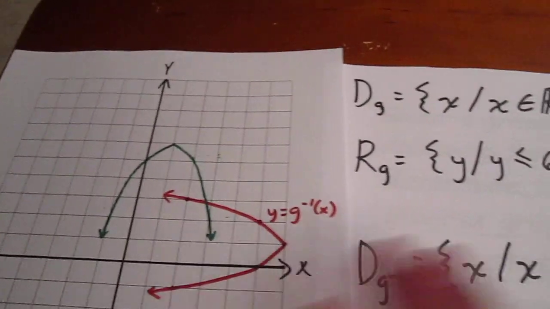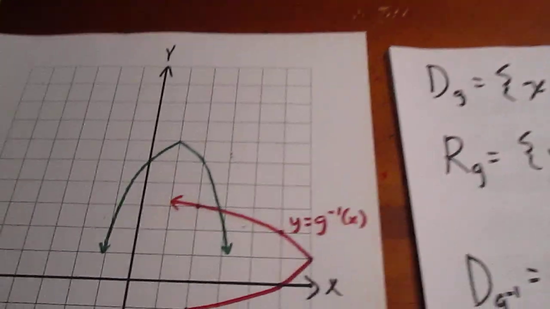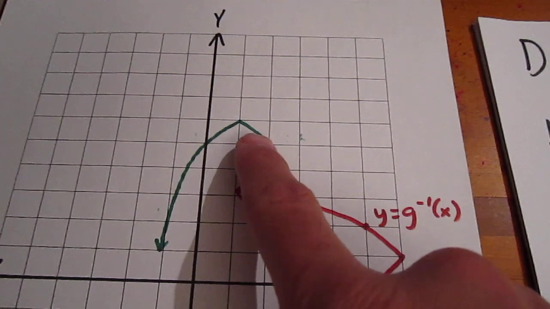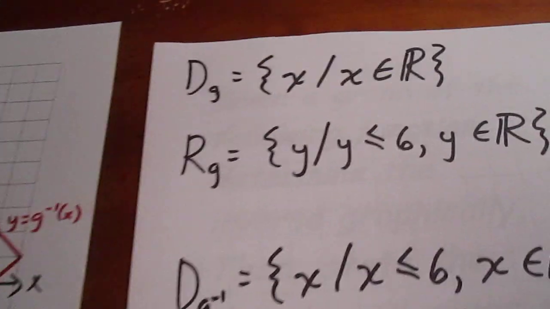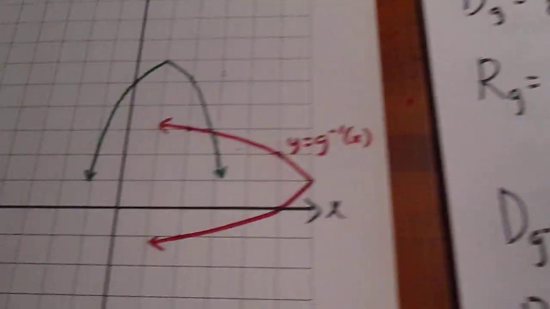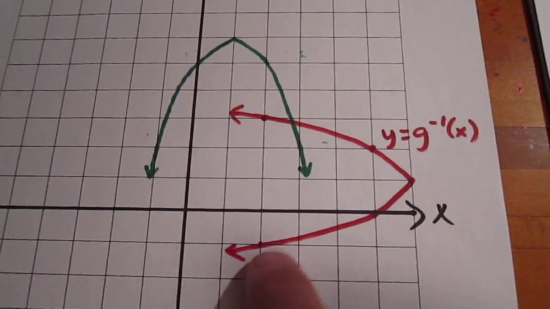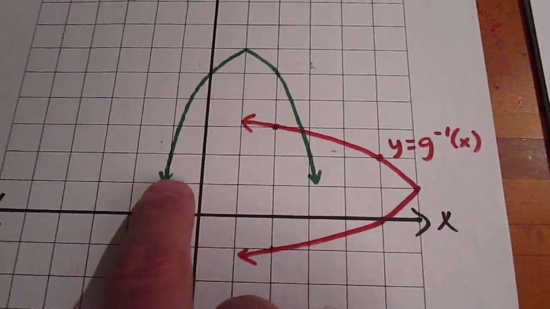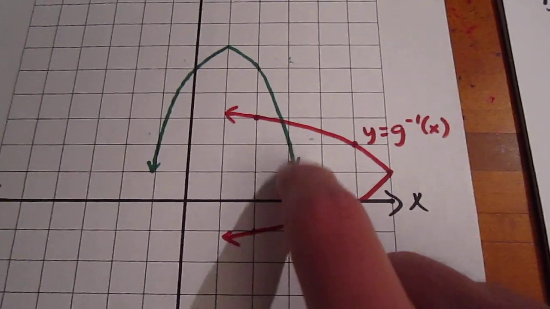We're then asked to determine the domain and range of each. Well, we see that the original, we have the domain x is an element of the reals, and the range is y less than or equal to 6, and y is an element of the reals. Well, the domain of the red curve, the inverse, is going to be x less than or equal to 6, and y is an element of the reals.